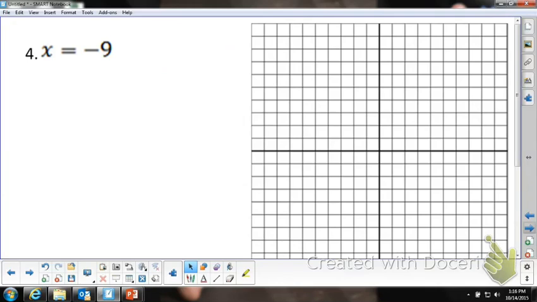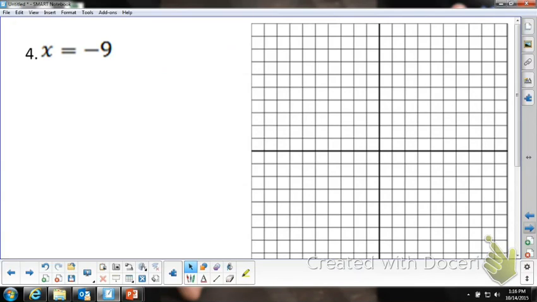The very last graph that we're going to look at is kind of the rule breaker. Notice, all of my other graphs have been in the form y equals mx plus b for the most part. Here, we do not have a y at all. So this is kind of my rule breaker. We saw in the last one that if we had just y equals a number, it made a horizontal line that crossed the y-axis at that number. Here, we just have x equals a number.